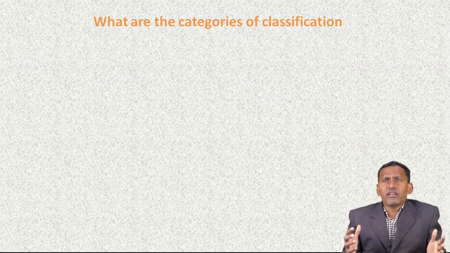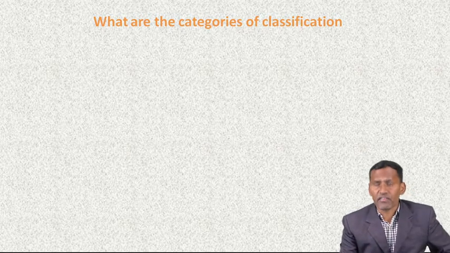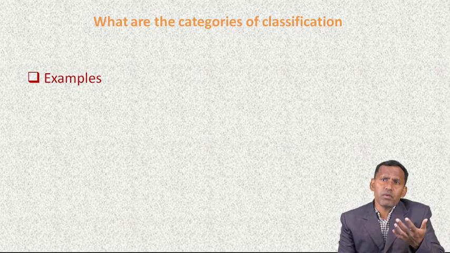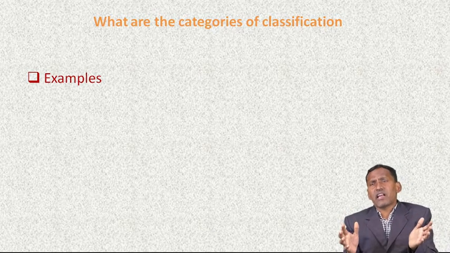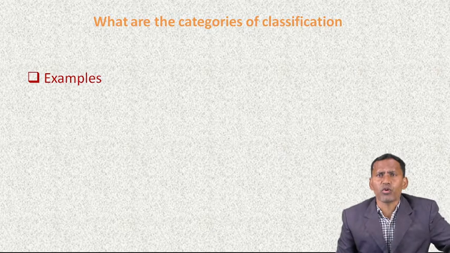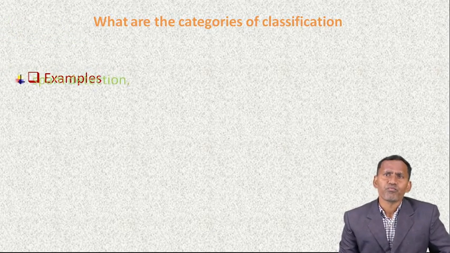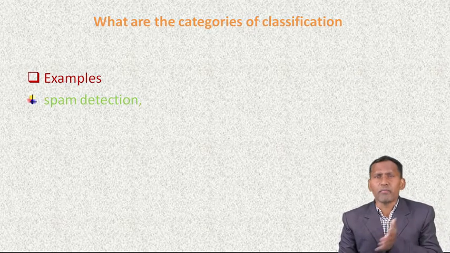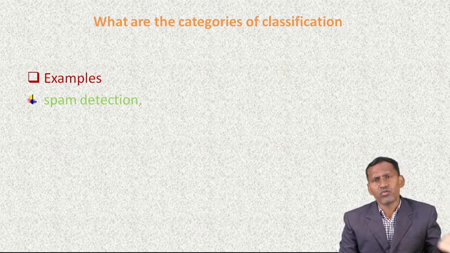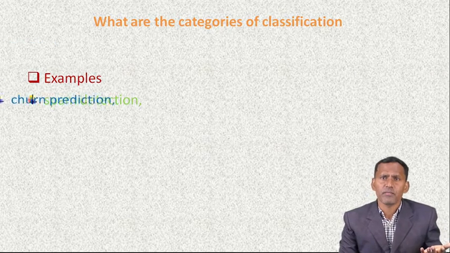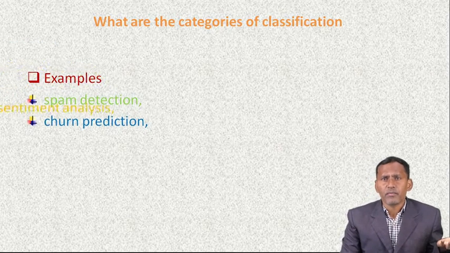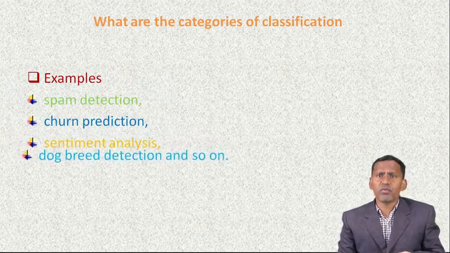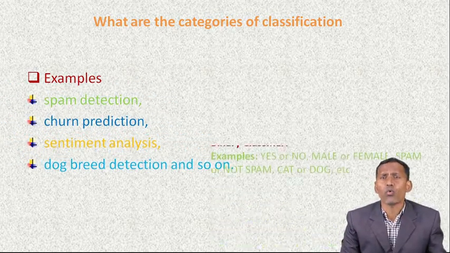Now, what are the categories of classification? Before categorizing the classification techniques, first let me explain some examples. By using these classification techniques, we can categorize all the mails as spam or not spam. That means spam detection, and churn prediction. The third one is sentiment analysis. The fourth one is dark breed detection and so on.